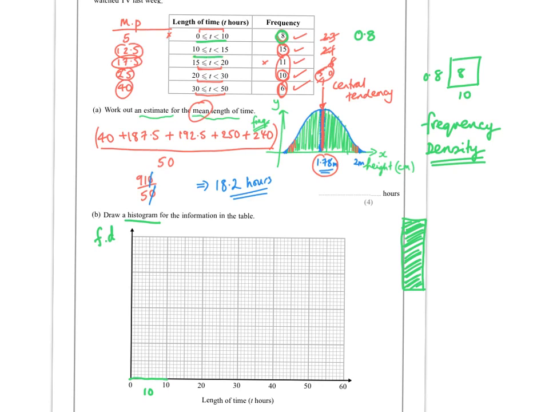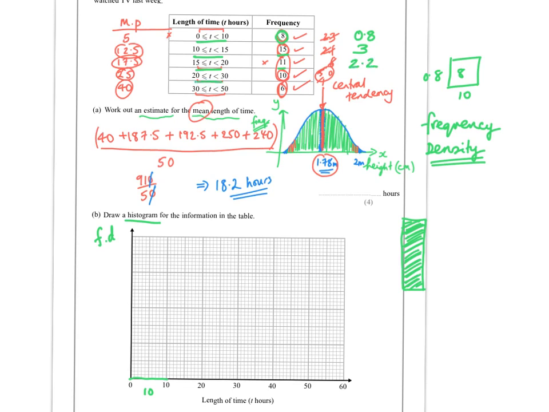Well, this one, 5 times something is 15. Well, that's going to be 3. This one, 5 times something is 11. So 5 times something is 11. Well, do 11 divided by 5 and you'd get 2.2.